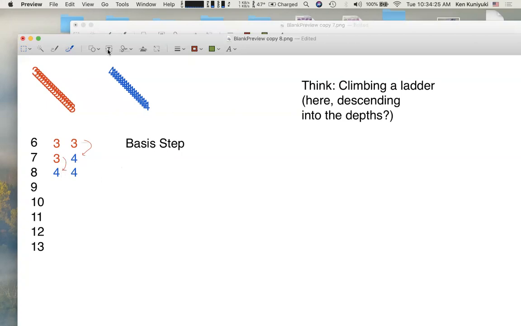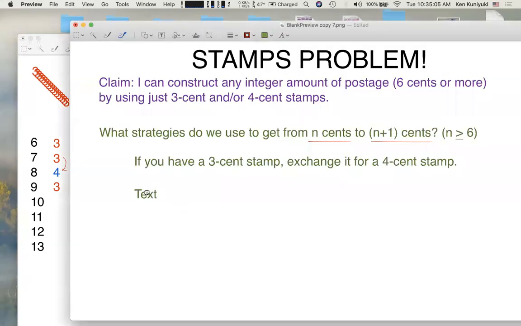But now wait a minute. When we go from 8 cents to 9 cents, unfortunately, we don't have any more 3-cent stamps. Are we stuck? Well, not necessarily. How would you construct 9 cents? Well, let's take 3 threes. 3 3-cent stamps. And you see that when we exchange 2 4-cent stamps for 3 3-cent stamps, then we're trading in 8 cents for 9 cents, and we're gaining a cent. So that seems to be another strategy.